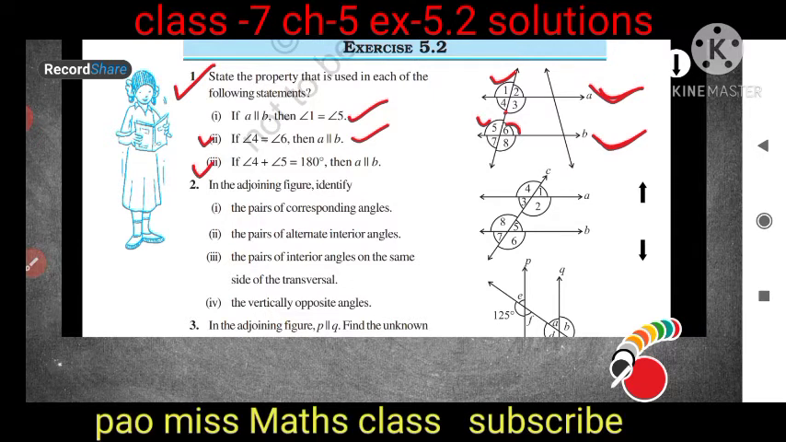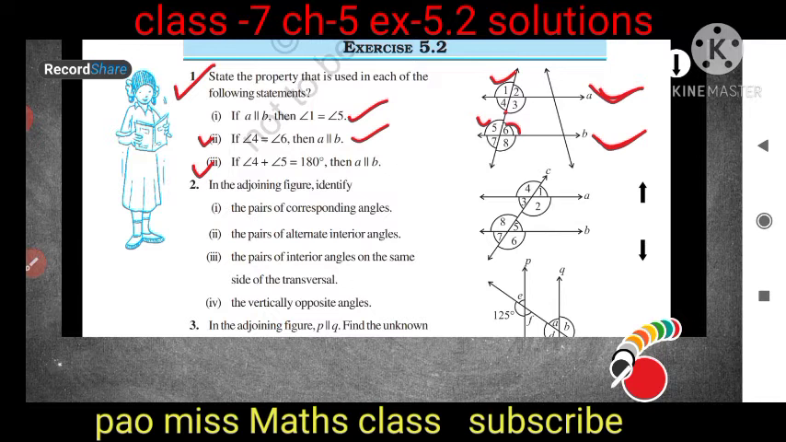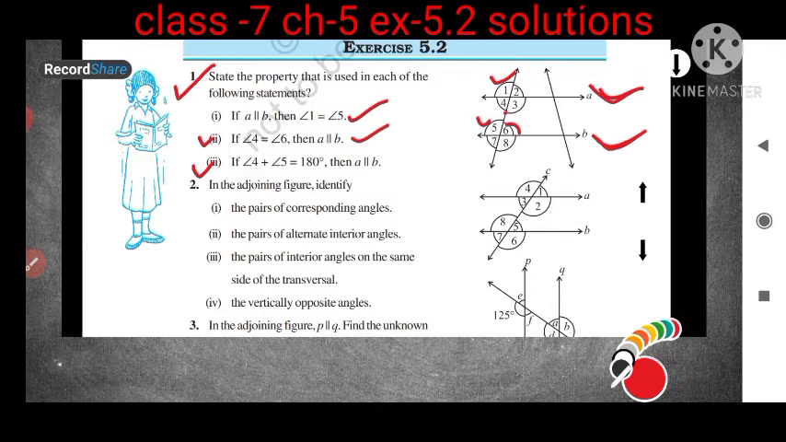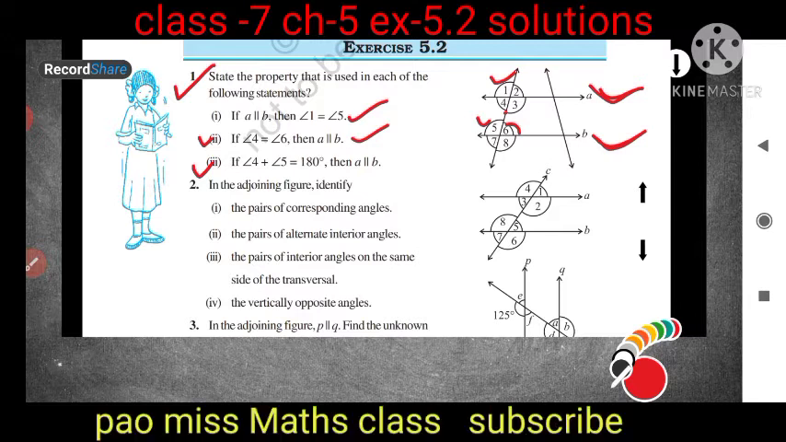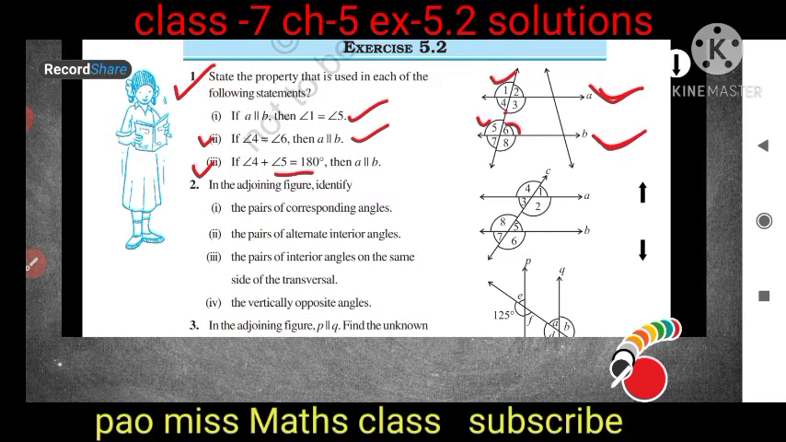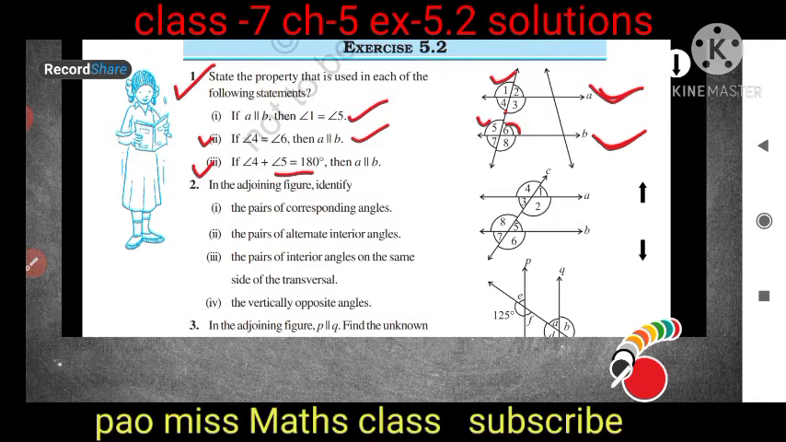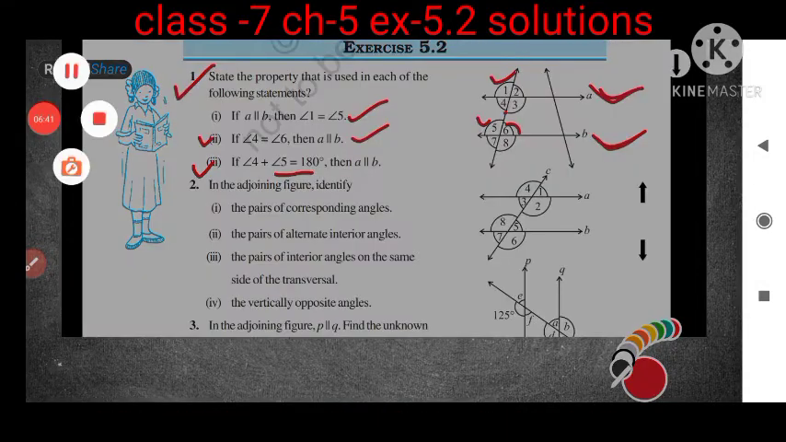The last one, the third, is given. If angle 4 and angle 5 are interior angles on the same side of the transversal, and if they are 180 degrees, then they are supplementary angles. So what will be the property? You will write: interior angles on the same side of the transversal are 180 degrees. So I will show you how to write the answer.